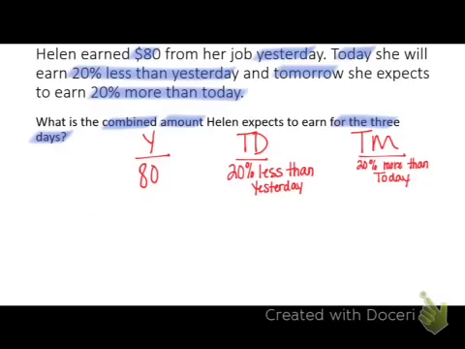Helen earned $80 from her job yesterday. Today she will earn 20% less than yesterday. And tomorrow she expects to earn 20% more than today. This is all important information in order for us to figure out the combined amount that Helen's going to earn for the 3 days. So overall, we need to take yesterday, add it to today, and add it to tomorrow to get her combined amount.